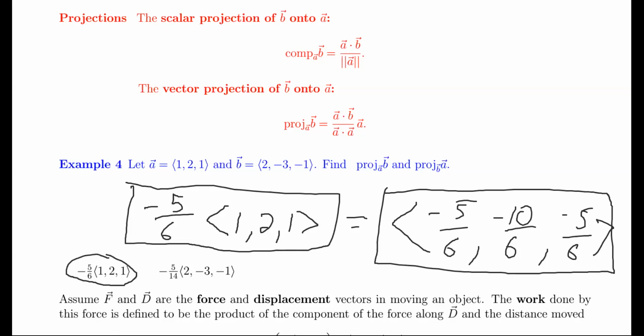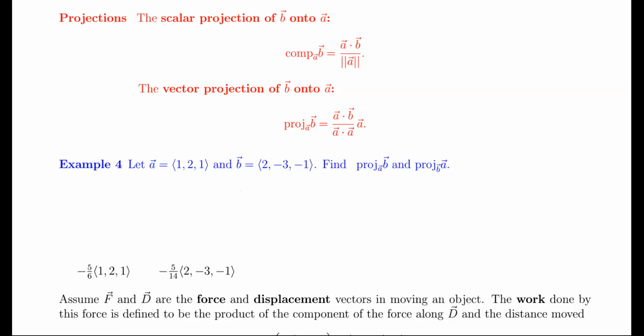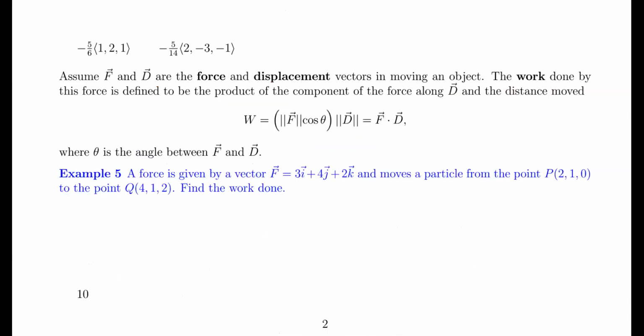Okay. I'm going to actually let you do the projection of A along B. So you do the same calculation, but you reverse what A and B were from that previous calculation. So I'll leave that up to y'all to do as extra practice. We're going to move down here and do one other quick example.